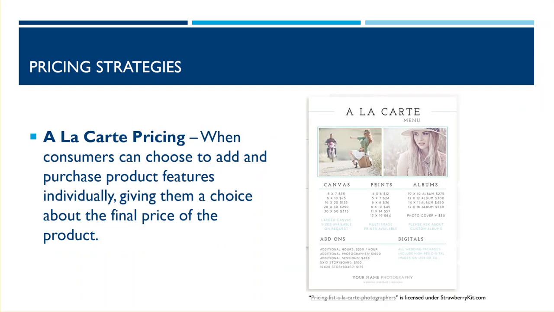Then we have a la carte pricing, which is when consumers can choose to add and purchase product features individually, giving them a choice about the final price of the product. So here's a screenshot here of a photographer. These are kind of a la carte pricing. Also, you might see at restaurants. Yes, you have meals, but then you can also have the add-on food items. That would be a la carte pricing as well. A lot of small businesses and different services do a la carte pricing.